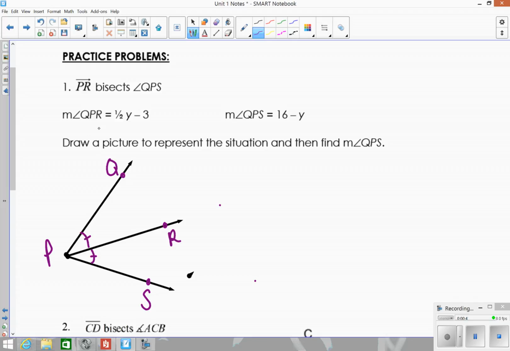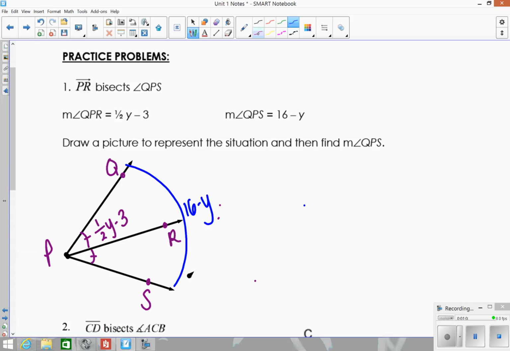So now it says the measure of angle QPR. So QPR is 1/2 y minus 3. And then it says QPS, so this entire angle is 16 minus y. So the whole thing is 16 minus y.